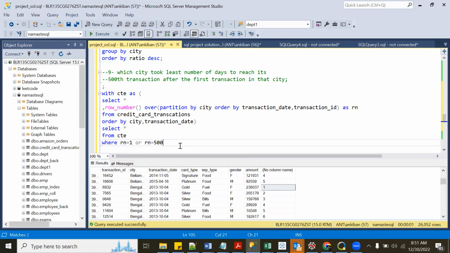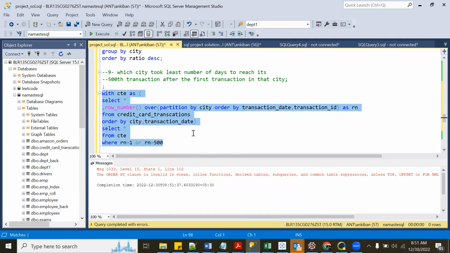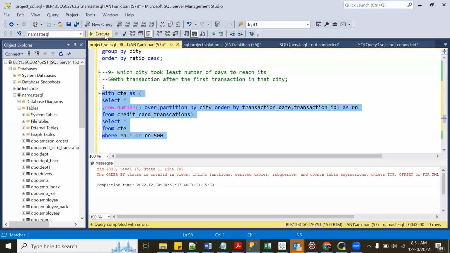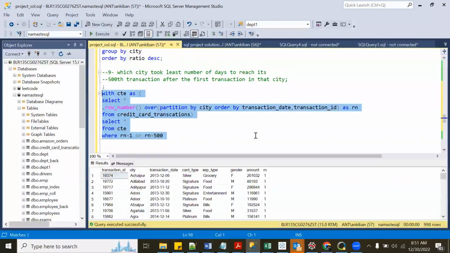Are you guys with me? I am interested only in these two rows for each city. I don't care about whatever else is there. Okay, it is saying order by clause is there in the subquery, so it is failing. I will remove this. Okay, so for Anchalpur, basically there is no 500 transaction. So we also need to filter out these cities as well, right?